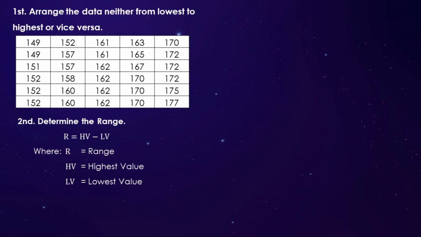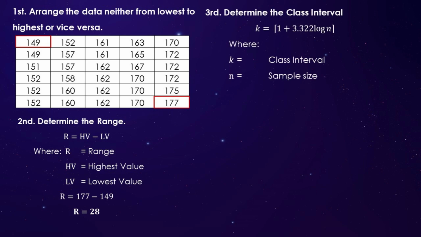Next, we calculate the range, which is the difference between the highest and lowest values in the dataset. The formula is straightforward. Range equals the highest value minus the lowest value. In this case, the highest value is 177 centimeters and the lowest is 149 centimeters, giving us a range of 28 centimeters. The next step is to determine the class interval.